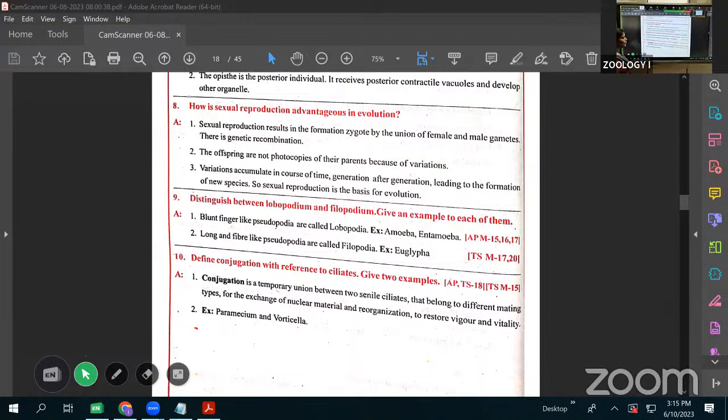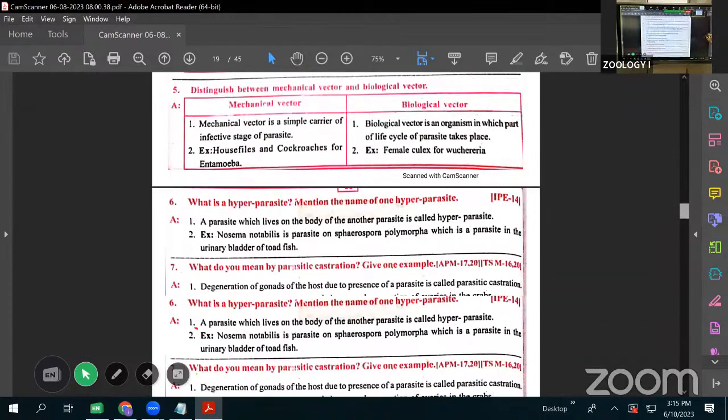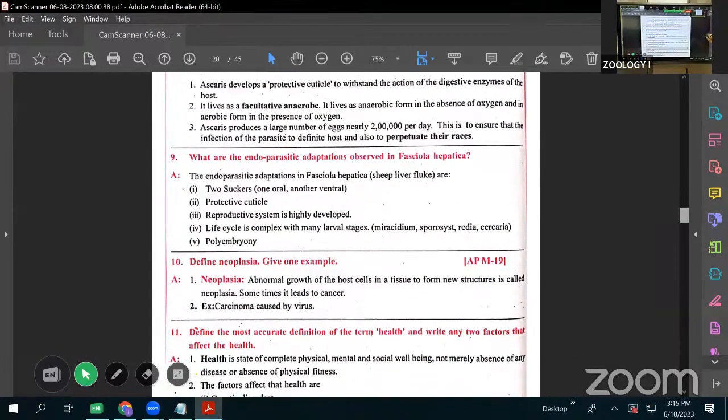In the sixth lesson, there are mostly fewer VSQs. We'll discuss that. See, here the neoplasia. What is the?